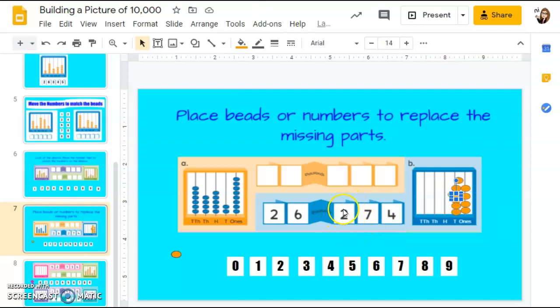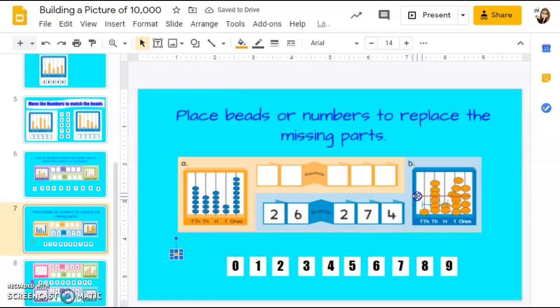I have a 2 in the hundreds place. So I need 2 beads on my hundreds place. 1 and 2. And then I have a 6 in my thousands place. So I'm going to match that with 6 beads on the thousands place. 1, 2, 3, 4, 5, 6. And then in my 10,000s place, again I have a 2 as my digit, so I will need 2 beads in my 10,000s place.